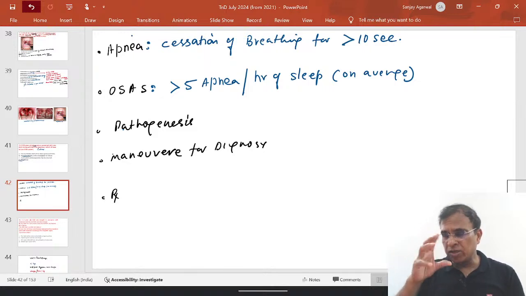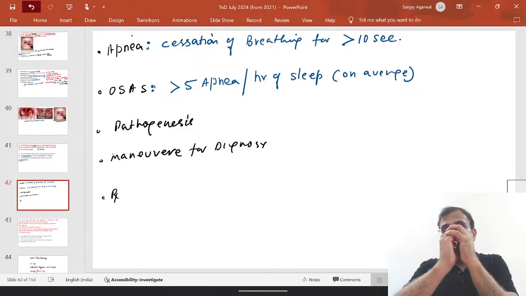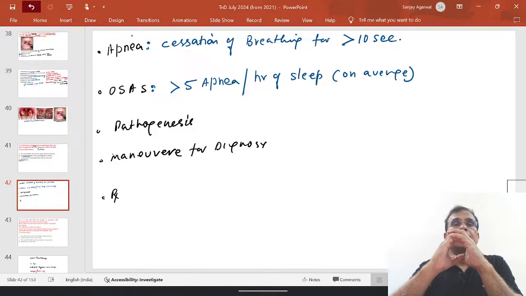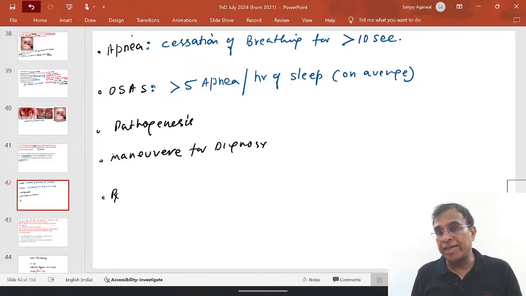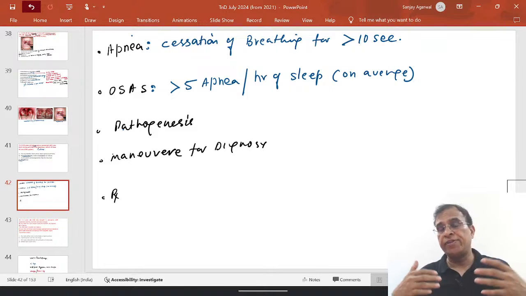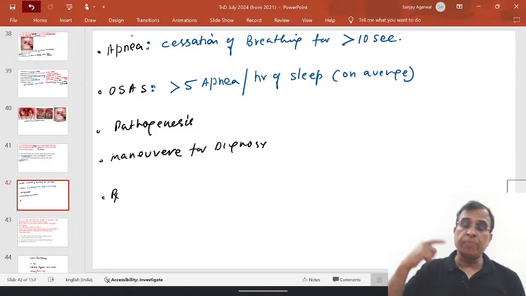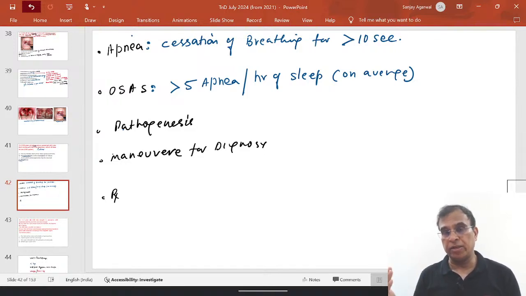When the patient becomes partially conscious, the muscles again become tight, they start functioning properly, and the lumen again becomes wide. Now the air starts flowing normally again. When the air flows normally, the oxygen rises, CO2 falls, the brain relaxes, and the patient falls asleep again. When the patient falls asleep again, the same thing happens, and this keeps repeating throughout the night multiple times. When this happens more than 5 times per hour of sleep, we diagnose this as OSAS. That's why the patient has not got proper sleep at night, and that's why daytime sleepiness is a very, very important feature.